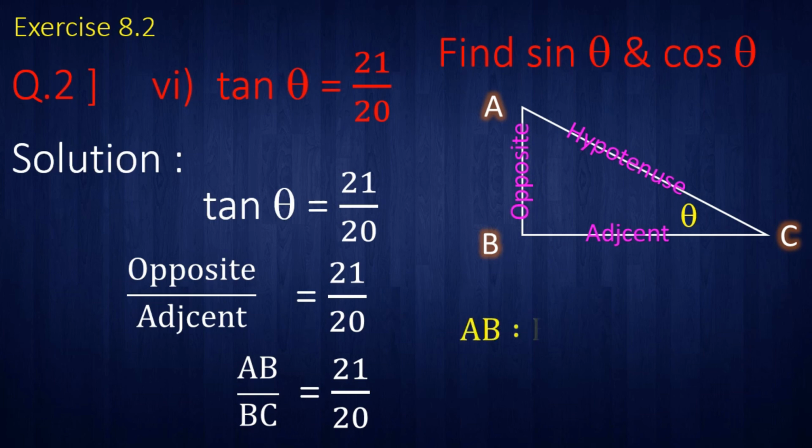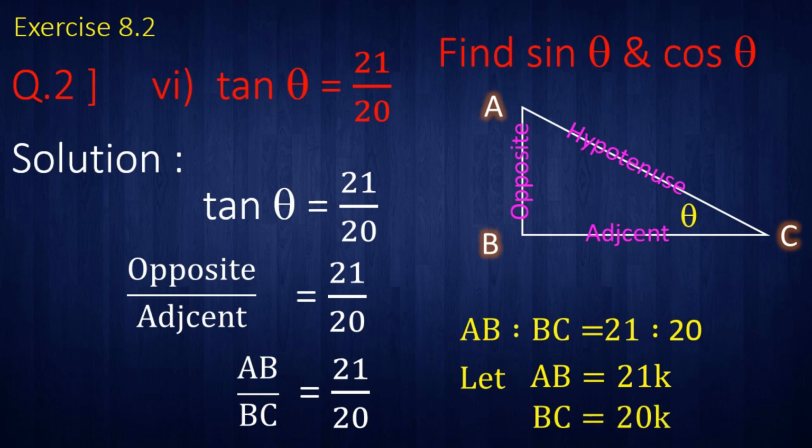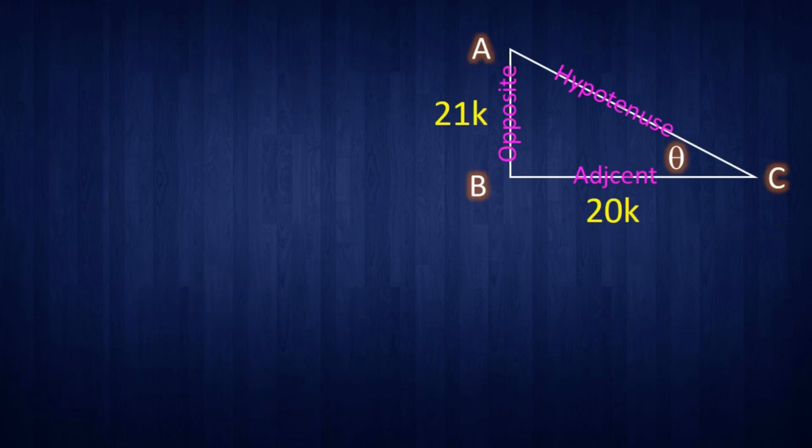Now take ratio style. AB is to BC is equal to 21 is to 20. Let AB is equal to 21K and BC is equal to 20K. Now show in the figure, AB we got 21K, BC we got 20K. Now we have to find AC. To find AC, come on the next page. To find AC we will apply Pythagoras theorem.